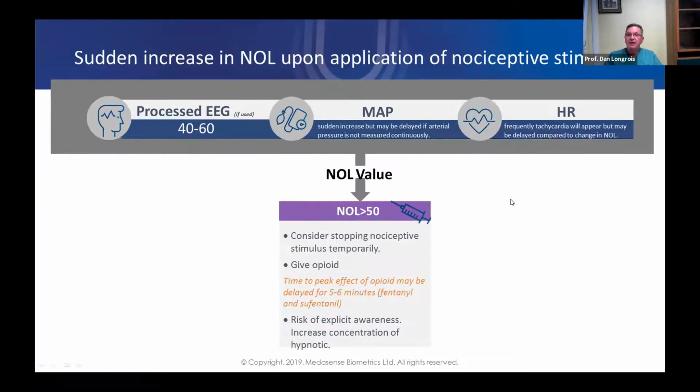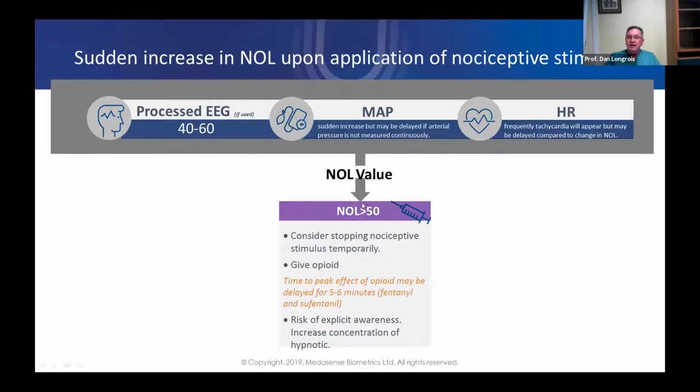And now you have the situation where you have an acute increase in NOL beyond 50. The MAP can still be stable. It can actually be delayed because you're measuring only every 5 minutes. If the patient is beta blocked, your heart rate will not go up. And so the only information is that the NOL is above 50. You should interpret this in the clinical context, but it clearly tells you that you have excessive nociception given the level of anti-nociceptive that you have.